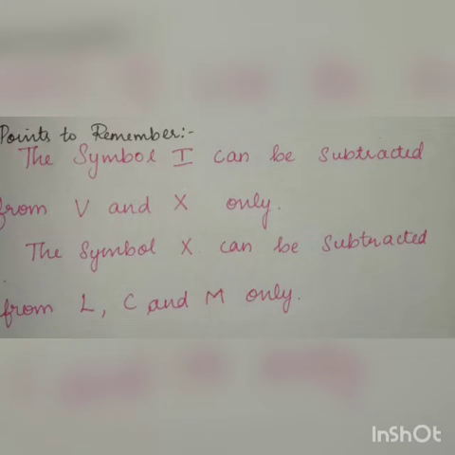I told you already that there are 2 points to remember while doing the Roman numerals problems. The first point to remember is the symbol I can be subtracted from V and X only, which means IV is 5 minus 1, 4, and IX is 10 minus 1, 9. That's all. We can subtract I only from V and X.